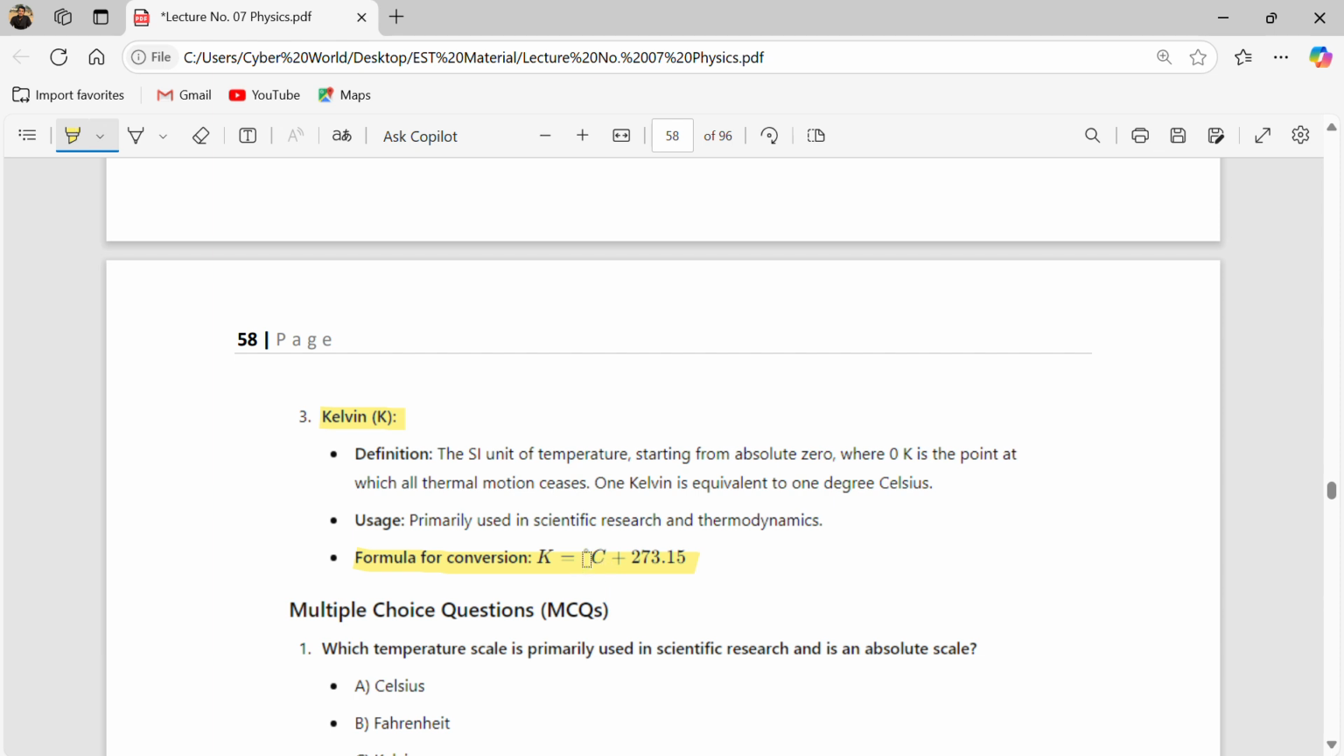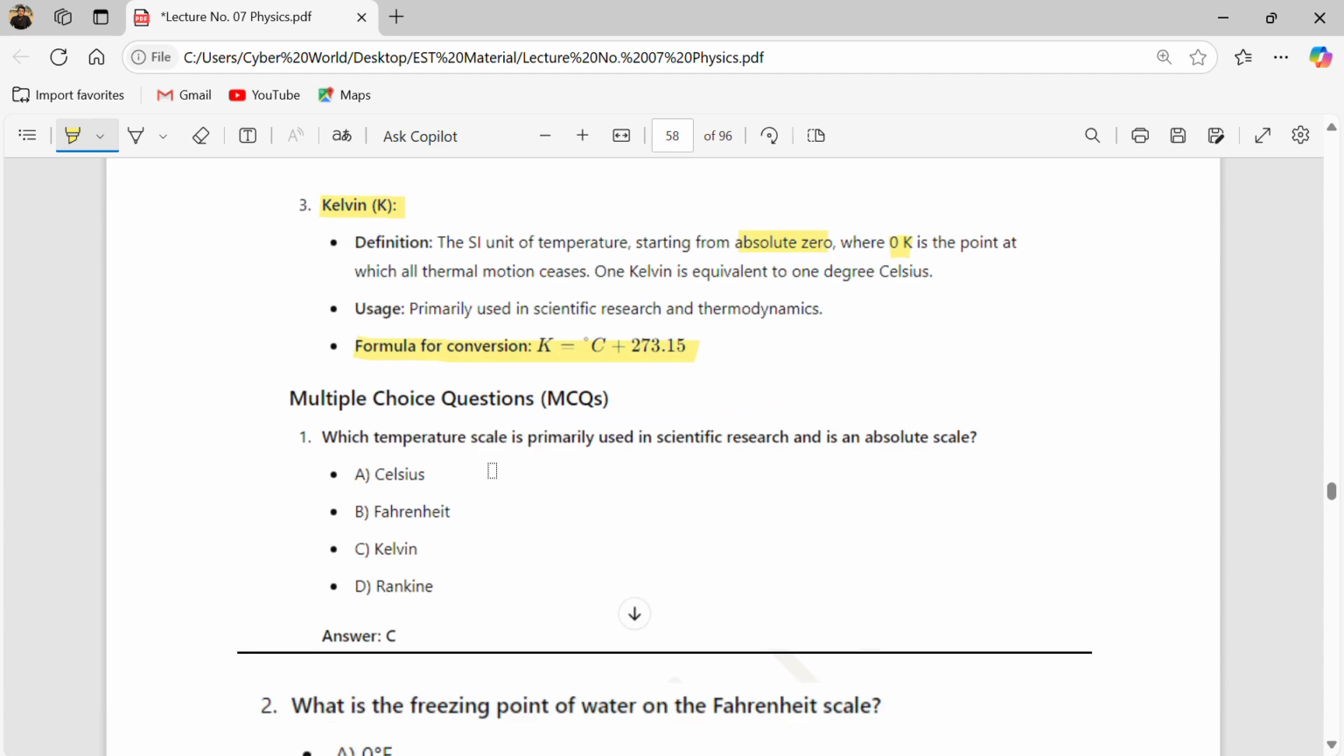Okay, so the starting point of Kelvin is 0 Kelvin, which is known as the absolute zero. And at absolute zero, all the motion ceases. Okay, so let's start with the MCQs, which are the most repeated past EST physics MCQs.